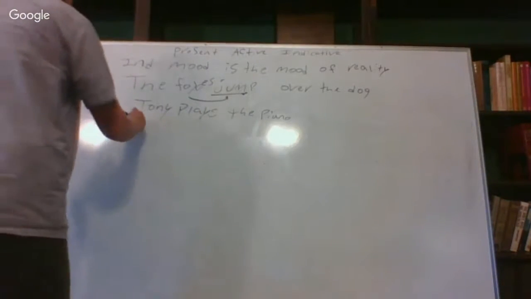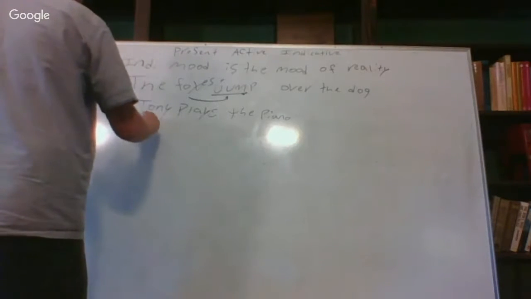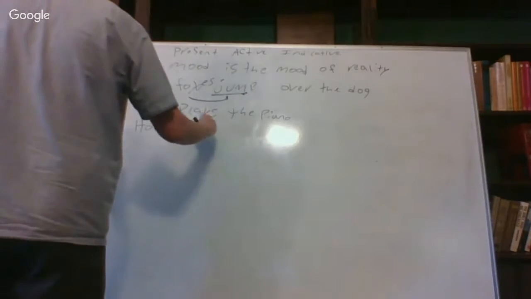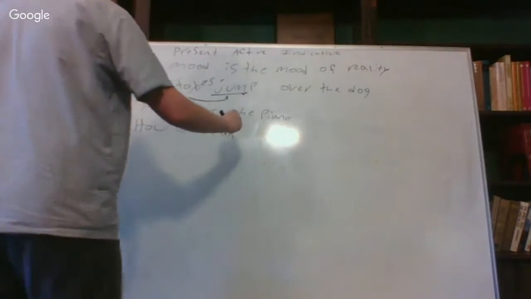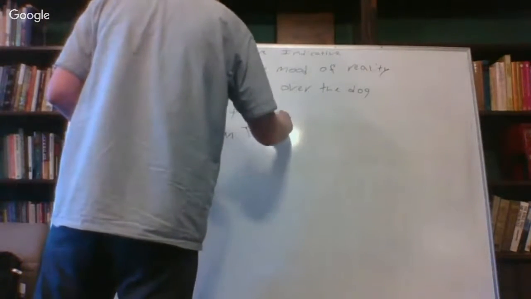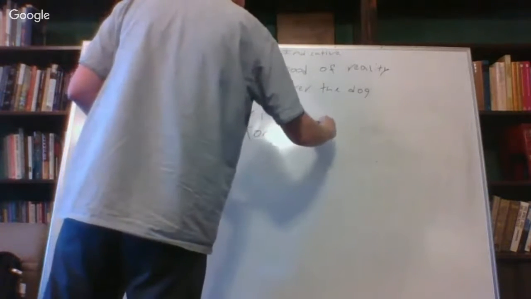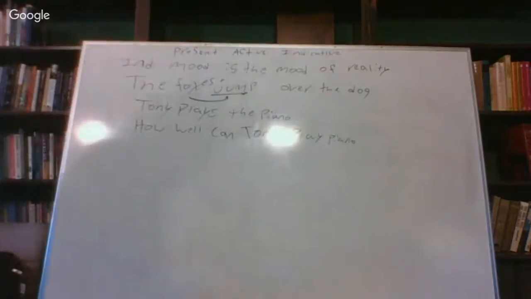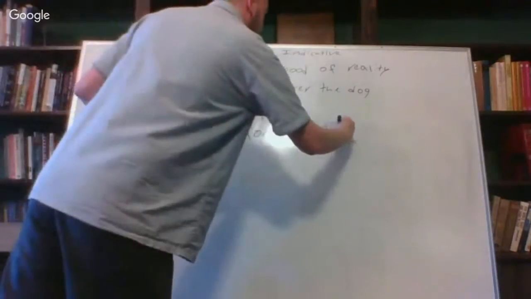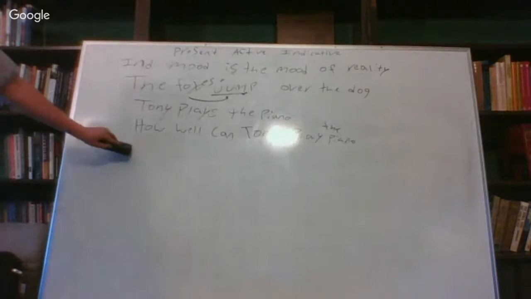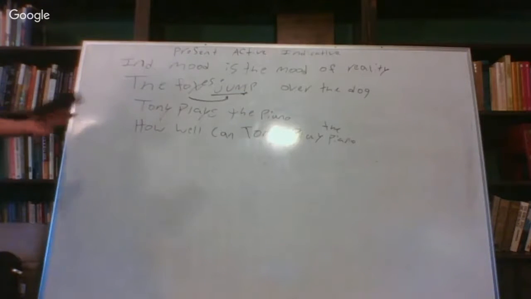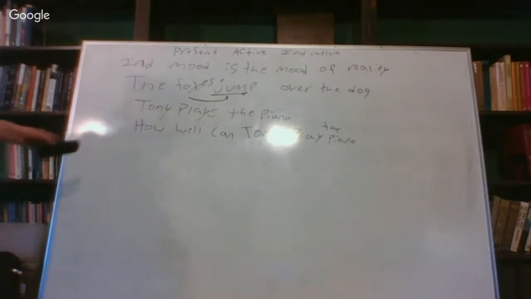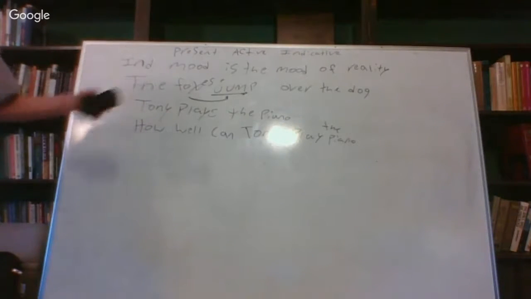Or in a question, we could say, how well can Tony play the piano? Again, we're now asking a question in the indicative mood. How well can Tony play the piano? I'm sorry, that's the article here. So we're asking a question, but it's in the indicative mood. We're expecting kind of well, Tony played the piano pretty well, or Tony can play the piano not so well. He needs to practice more. But we see that we can even ask questions in the indicative mood.